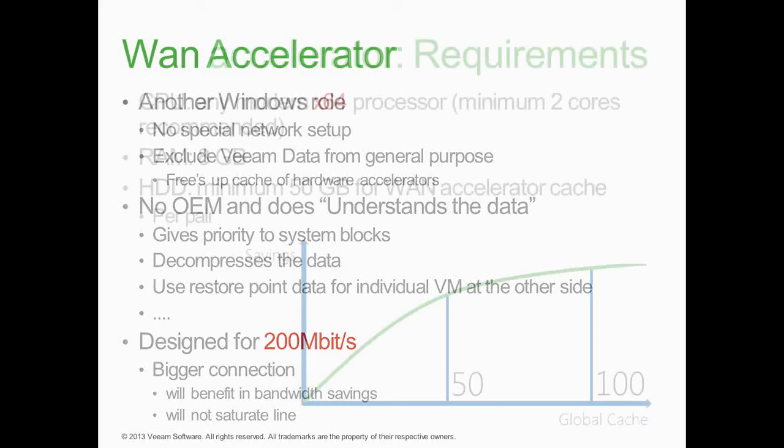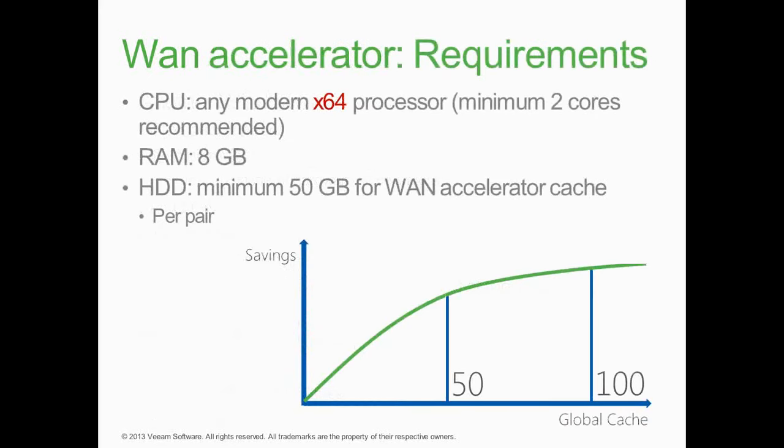Okay, so that's about WAN acceleration, and the requirements for having WAN acceleration is you need a 64-bit processor, minimum 2 cores, 8 gigs of RAM, and 50 GB of hard drive for WAN accelerator cache. That's per pair, running on each site. That's my source and my target individually.